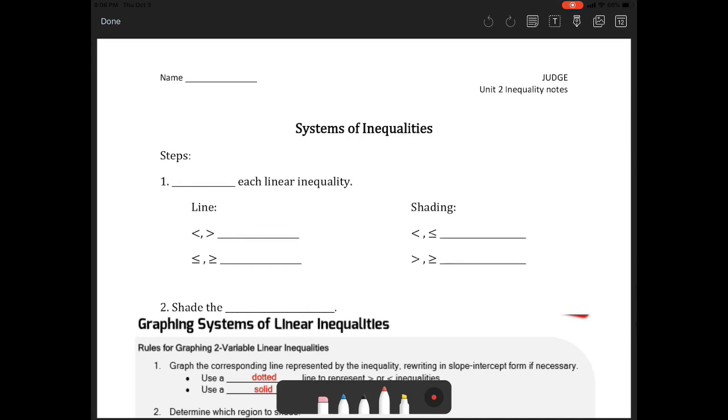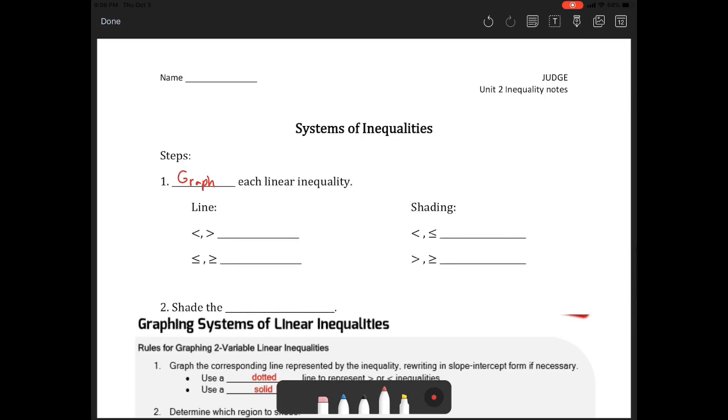So first thing, we're going to talk about our steps. So first step is to graph each linear inequality. And we're going to go over that. It's very similar to graphing our linear equations. It's just the difference in what we're looking at. So when we see, if we're going to draw a line or a dotted line.